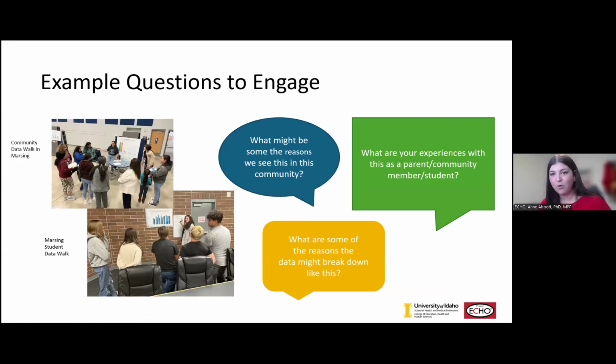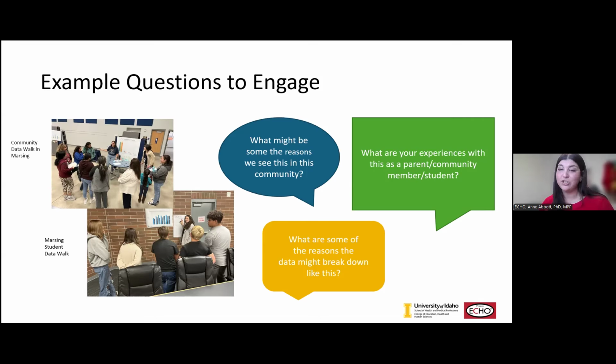These are just some example questions you might use, either when you're thinking about giving your data back to either your school administrators or your teachers in something like a professional development session, or even when you're engaging students or communities. So a lot of the things we do with our Communities for Youth regional initiatives, and these are pictures from different work we've done in Marsing over the years, right? What we do is put data on posters and bring it back and share it with different populations.